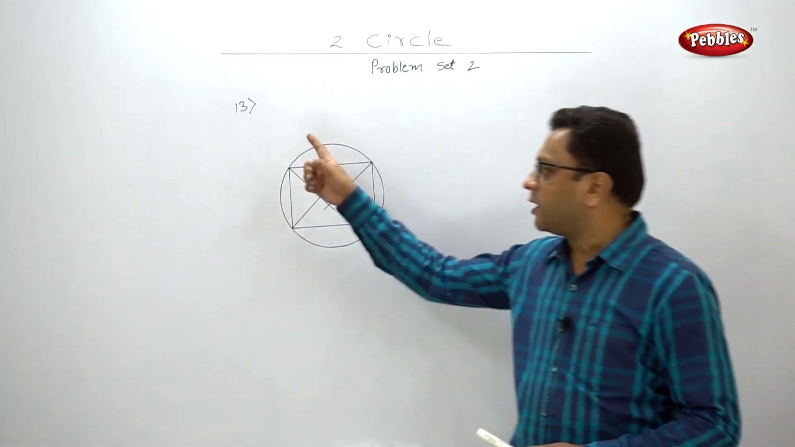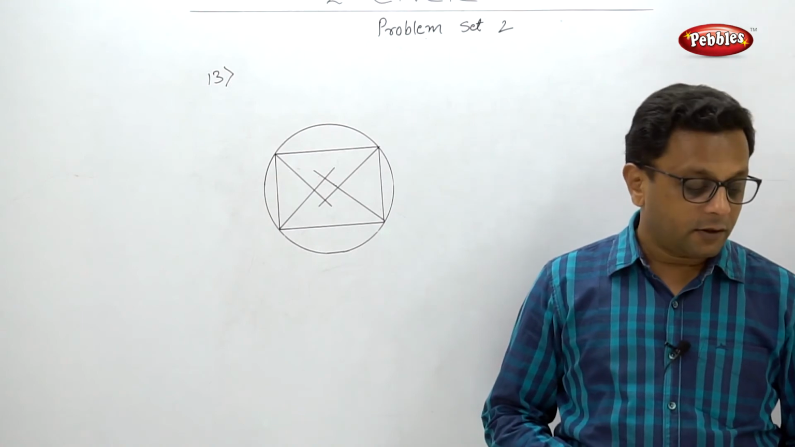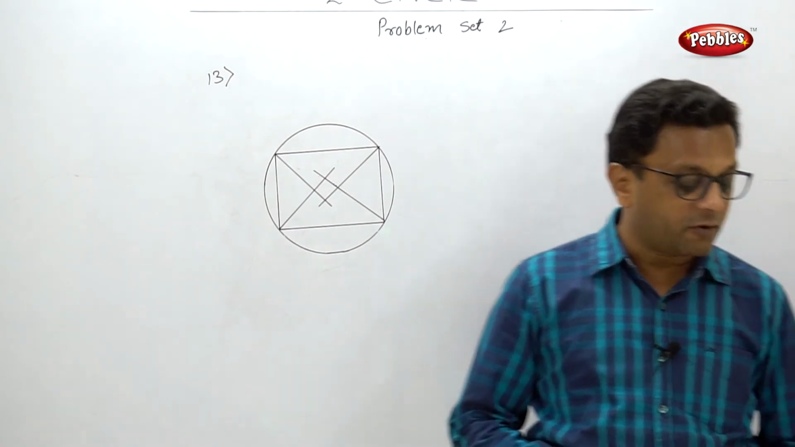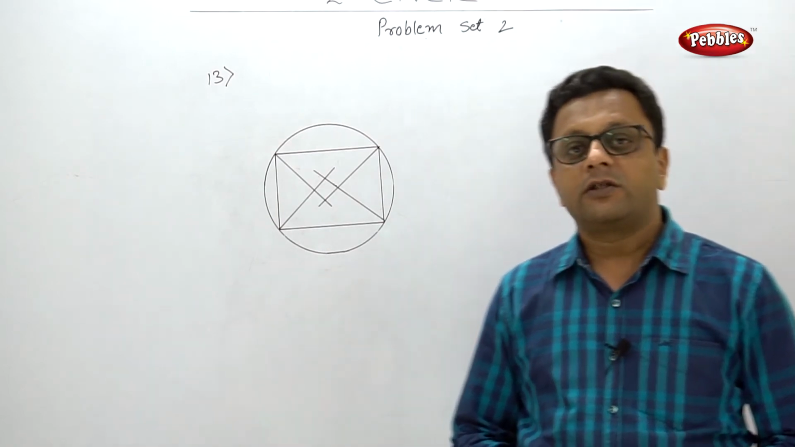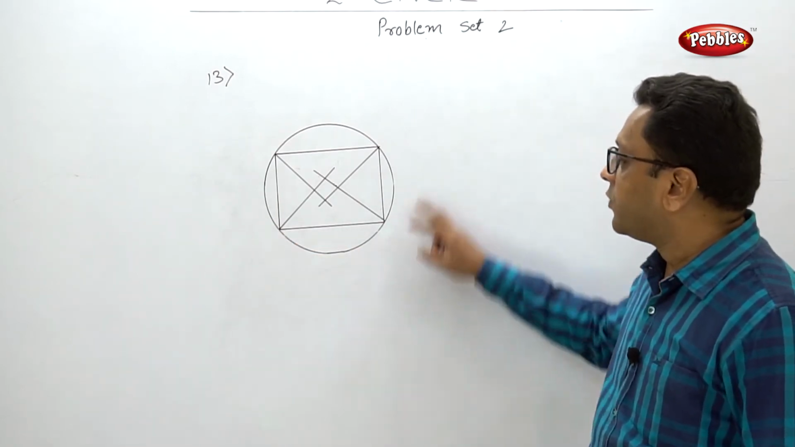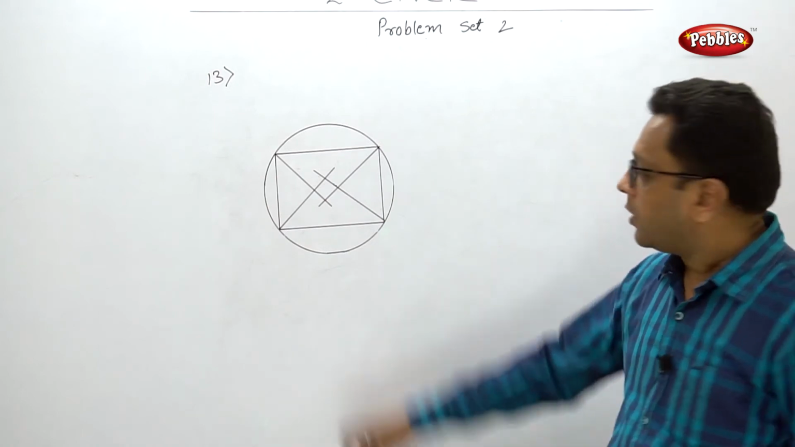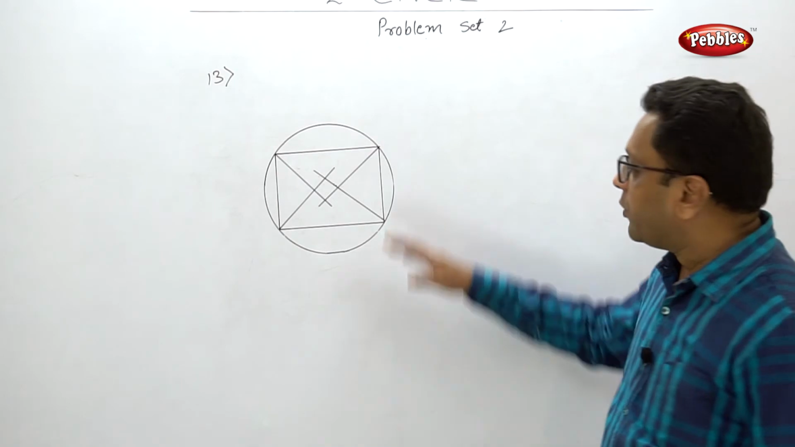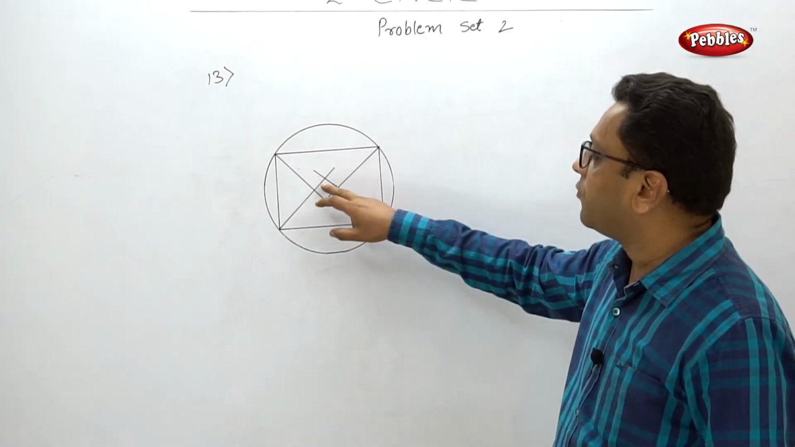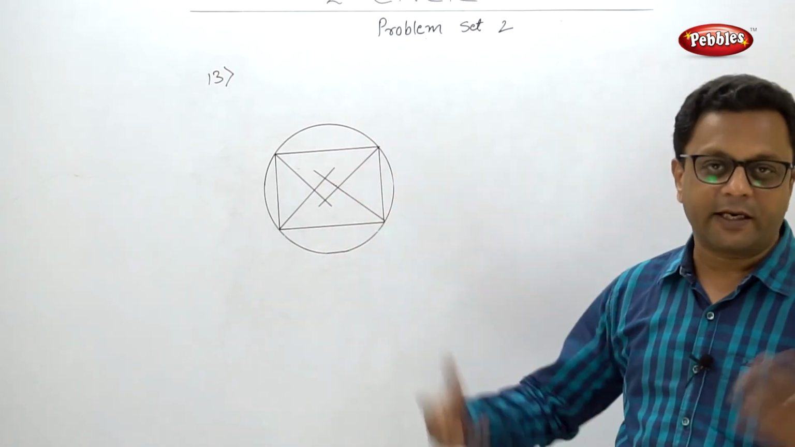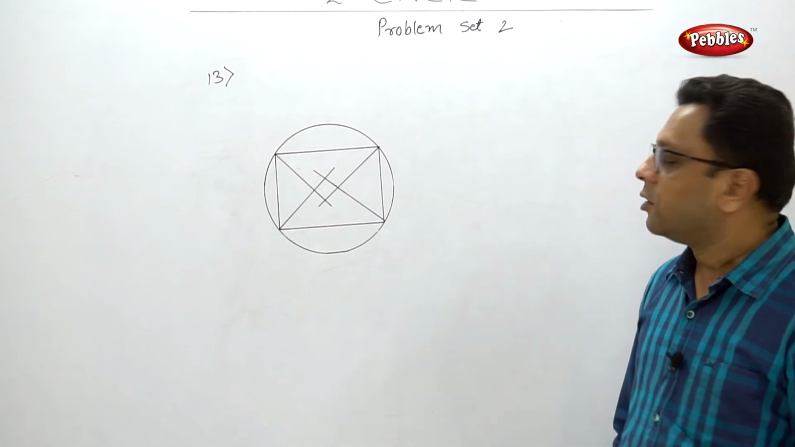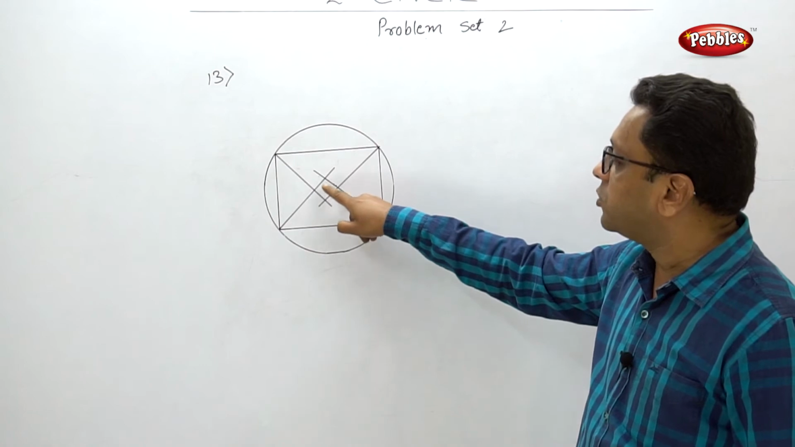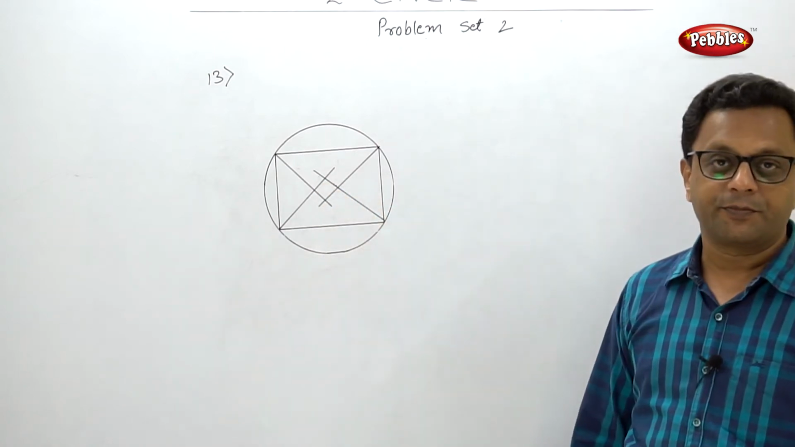Now let us solve example number 13. Prove that the quadrilateral formed by the angle bisectors of a cyclic quadrilateral is also cyclic. That means there is one cyclic quadrilateral. These are the angle bisectors, 4 angle bisectors, and when you extend those, there is one quadrilateral formed inside, not exactly at the center. So we have to prove that if this is a cyclic quadrilateral, then this quadrilateral is also cyclic.